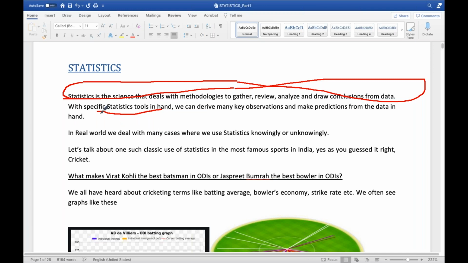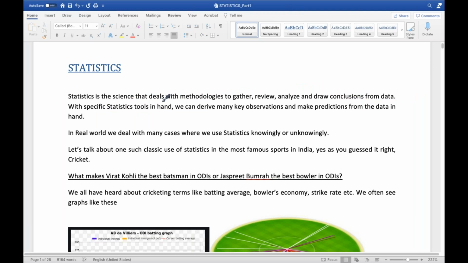You understood, right? We have some statistical tools, something like Excel, SPSS, SAS, Python, and so on. Then we can derive many kinds of observations and make predictions from that particular data with your hands-on experience. Got it? So that's what statistics is. I hope you understood that particular point.